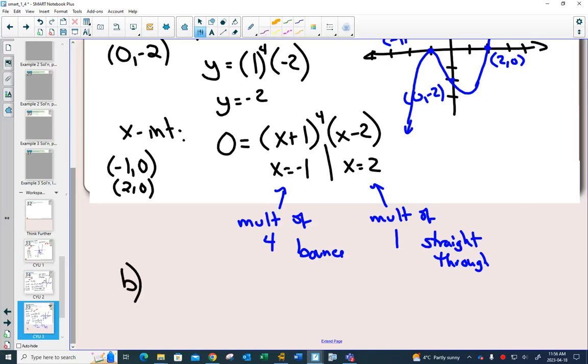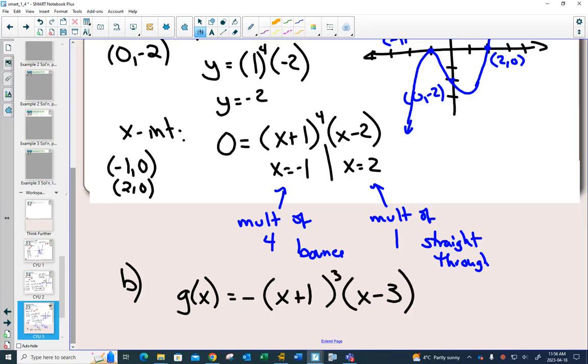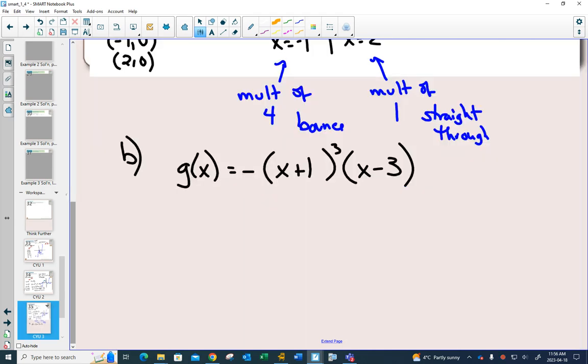Part B, the equation was g of x equals negative x plus 1 cubed and an x minus 3. So, we're going to need to figure out the end behavior. It's a little bit harder.